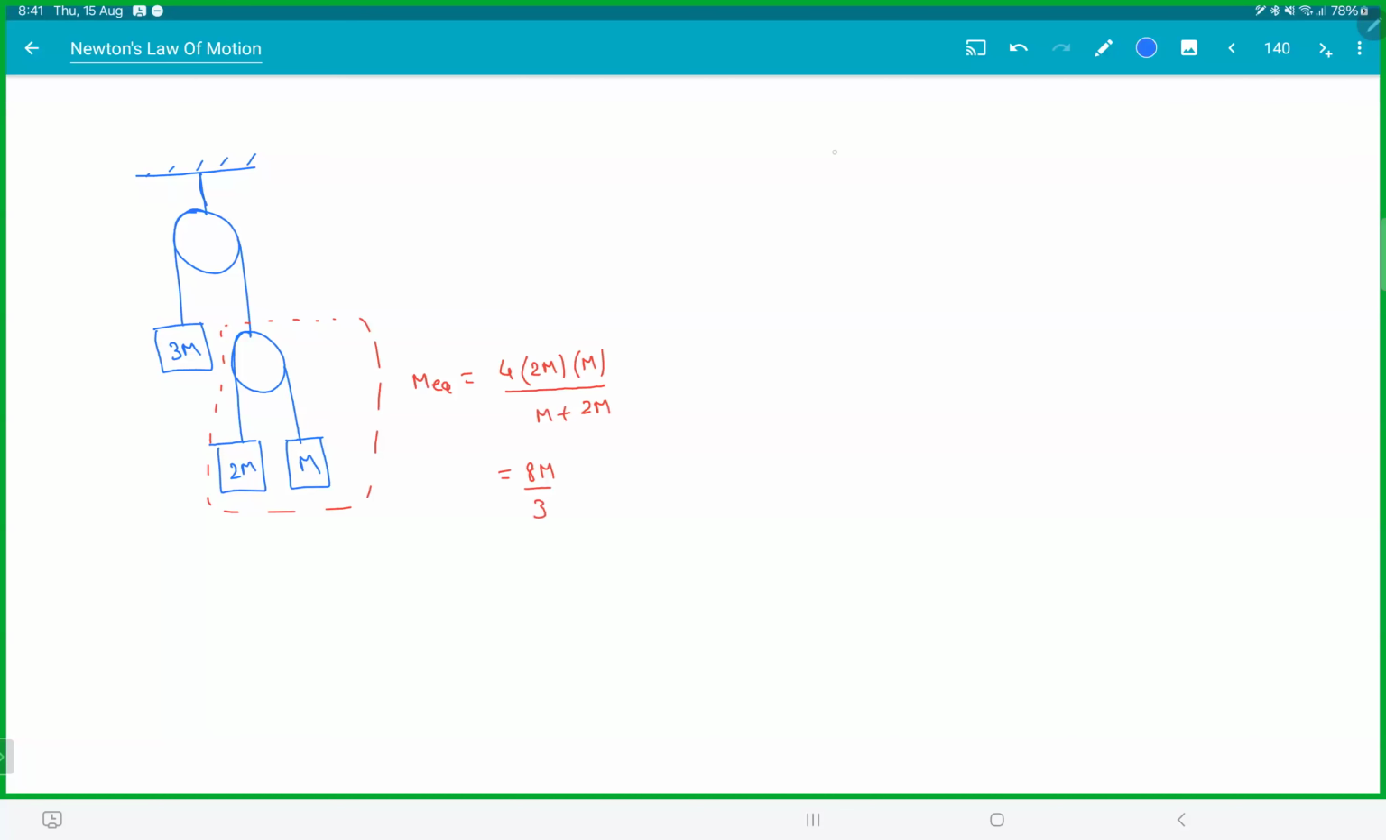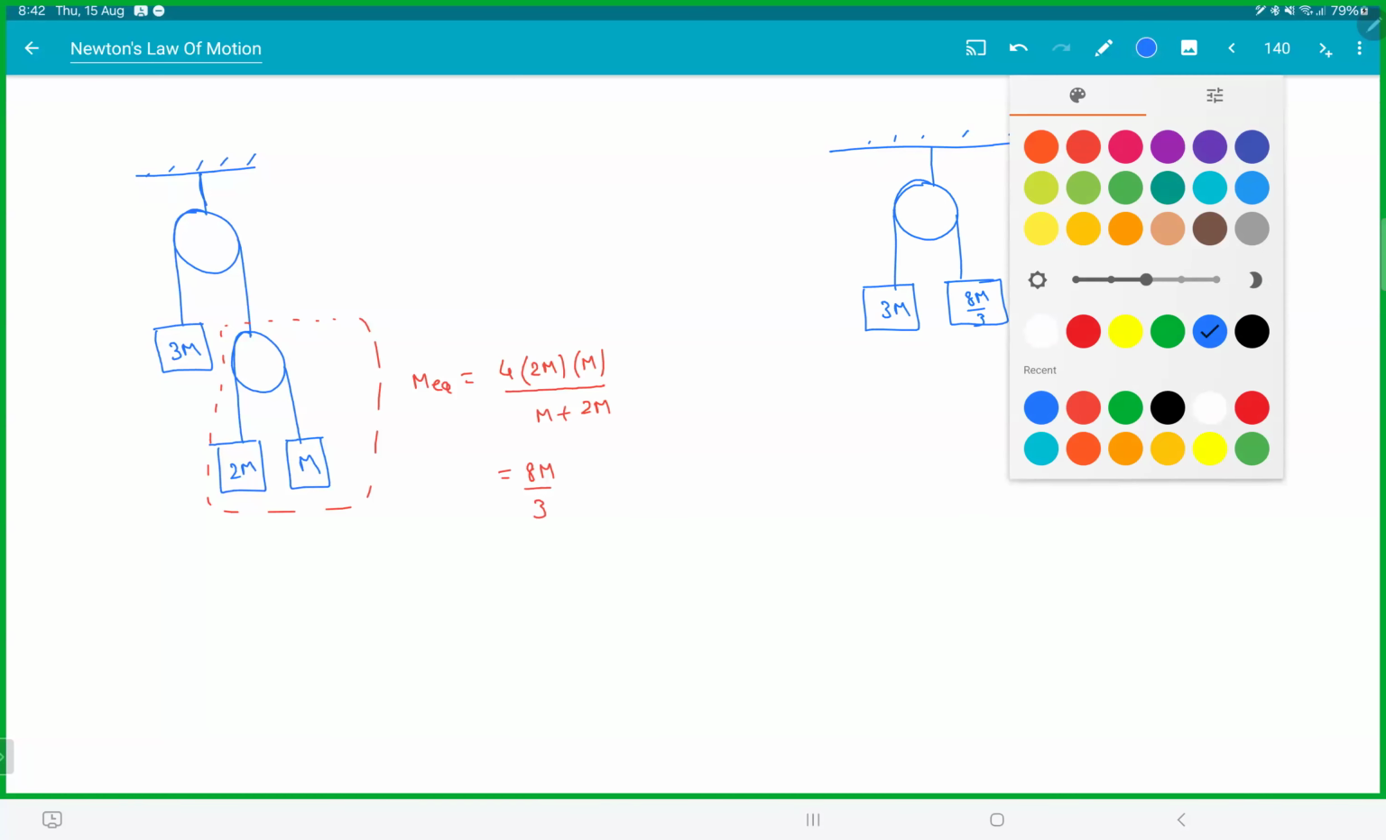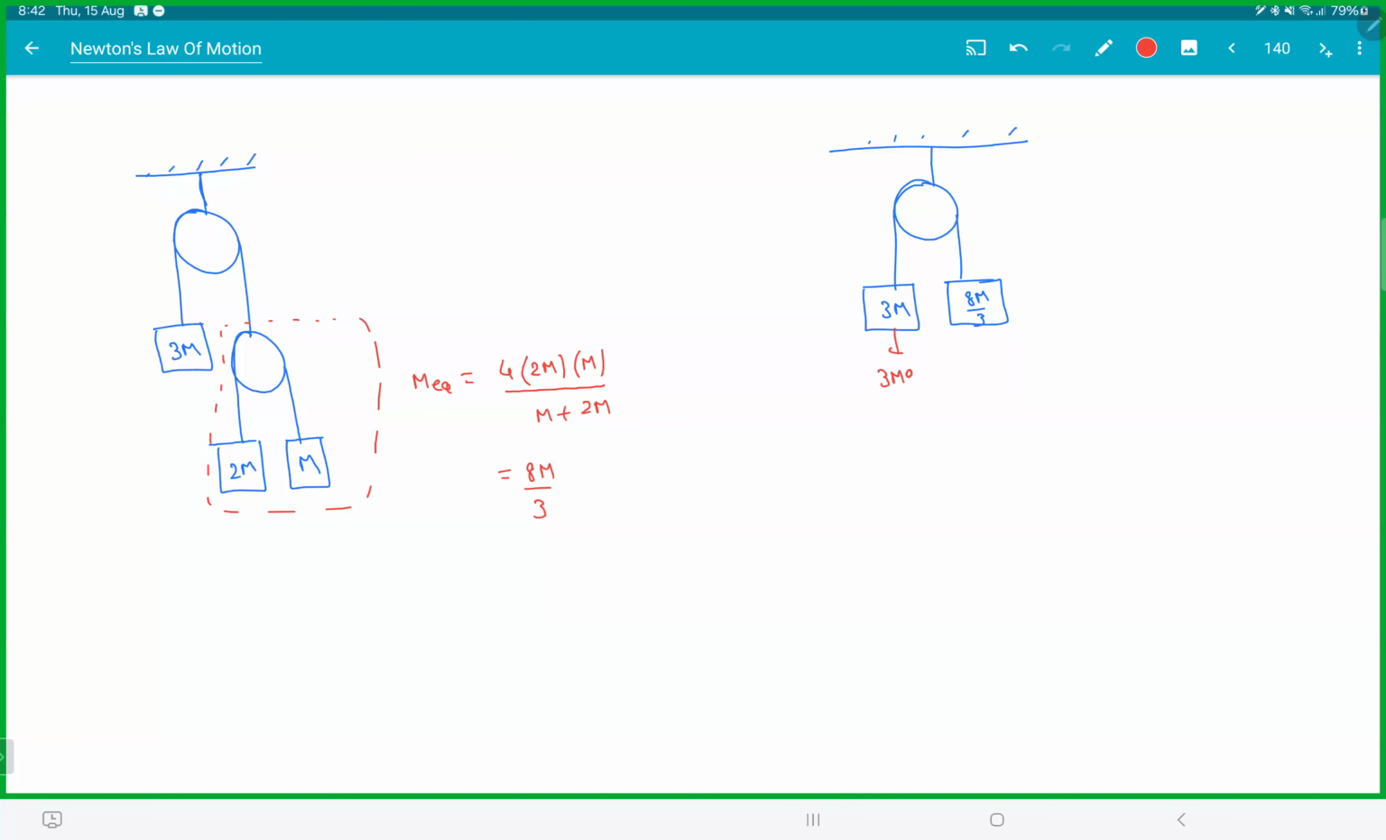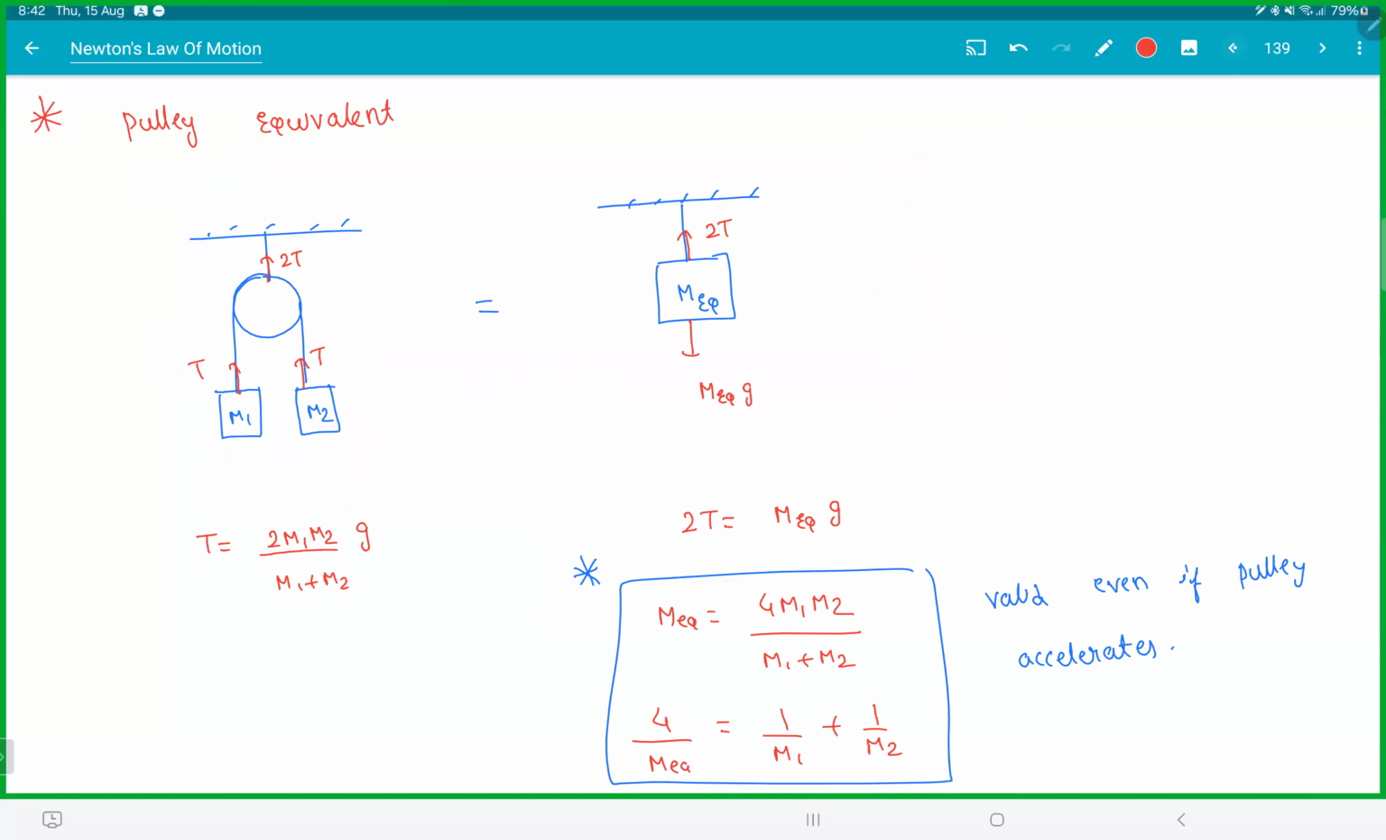So you can replace this whole thing with a block. This is 3m, and then this is 8m by 3, and then 3mg, and this is 8mg by 3. Then I can use the net force method. That will become simply an Atwood machine, a two block problem. So this acceleration would be (3mg minus 8mg by 3) by (3m plus 8m by 3), g by 17. Check, that was the same answer we got here for the 3m block. g by 17 downward. Here also g by 17 downward.